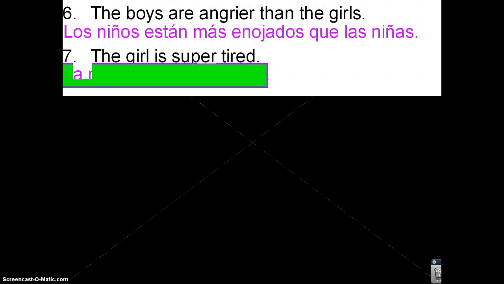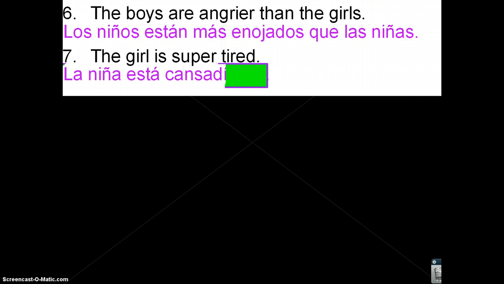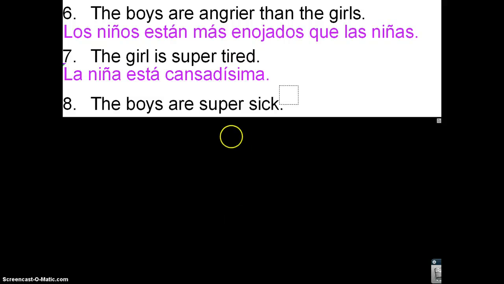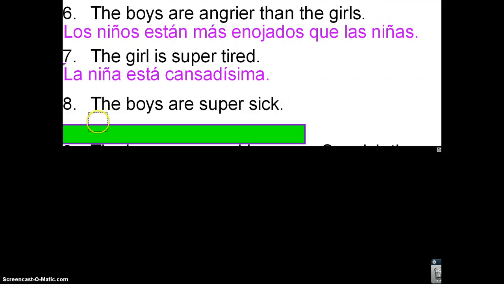So the girl is super tired. La niña, this is an emotion or feeling. Está with an accent. Tired is cansado. That is an adjective from our vocab, not on your vocab page, but in your note cards and in your estar notes. I'm going to take cansado. I'm going to drop the O, and since I'm describing a girl, -ísima. La niña está cansadísima.